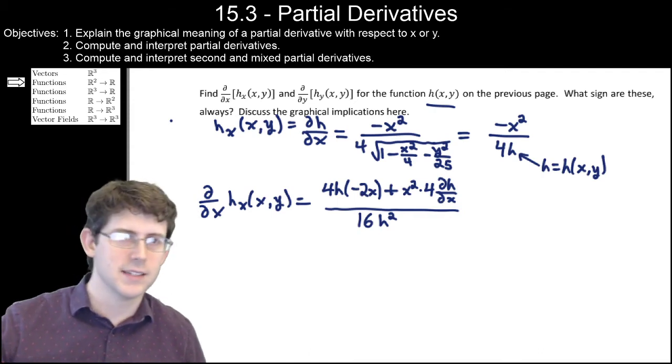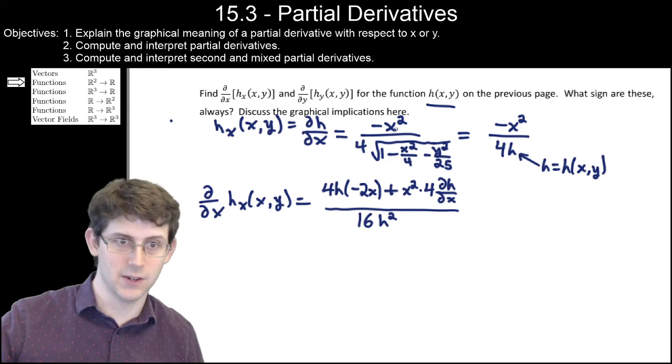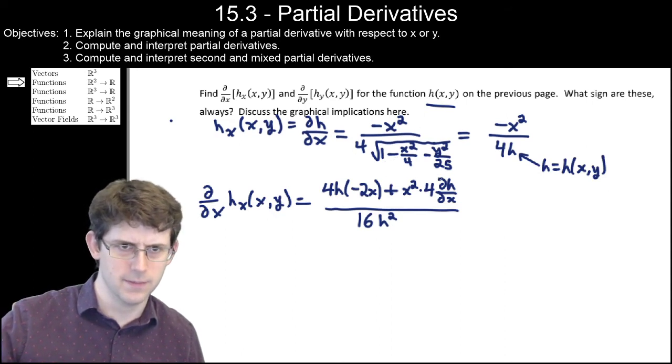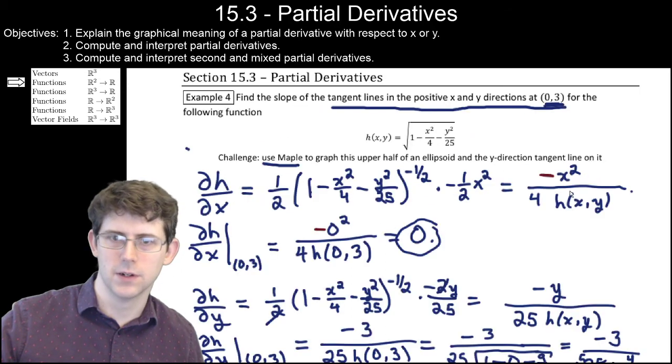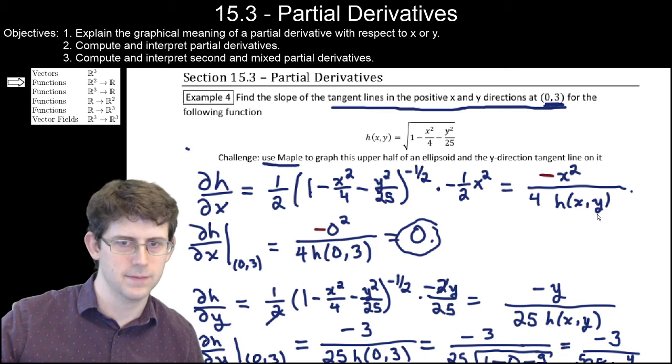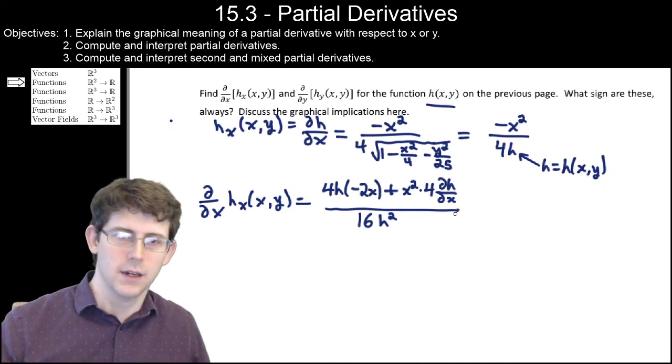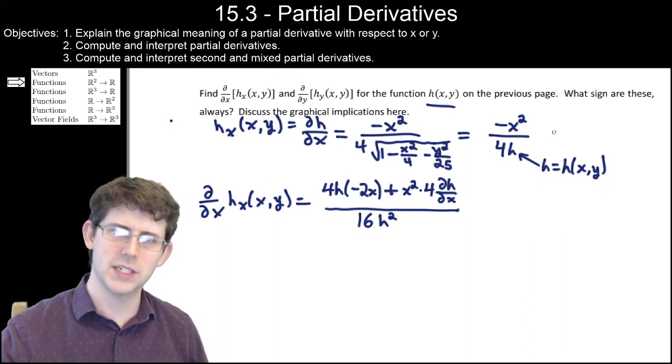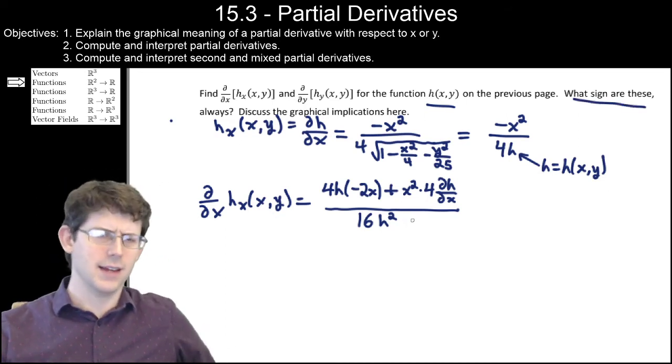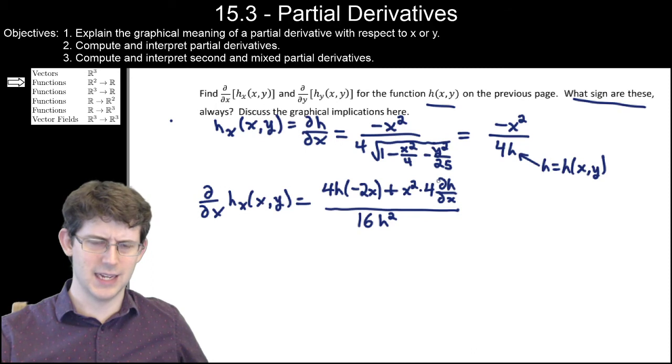What a disaster. Is there anything that I copied down wrong? If not, we'll just see how it goes. So minus x squared over 4h of xy. Okay. The question's asking me what sign these are always, and I've got a negative term and a positive term here. So I'm a little concerned, because I don't see how anything good is going to happen. But let's see how it goes.